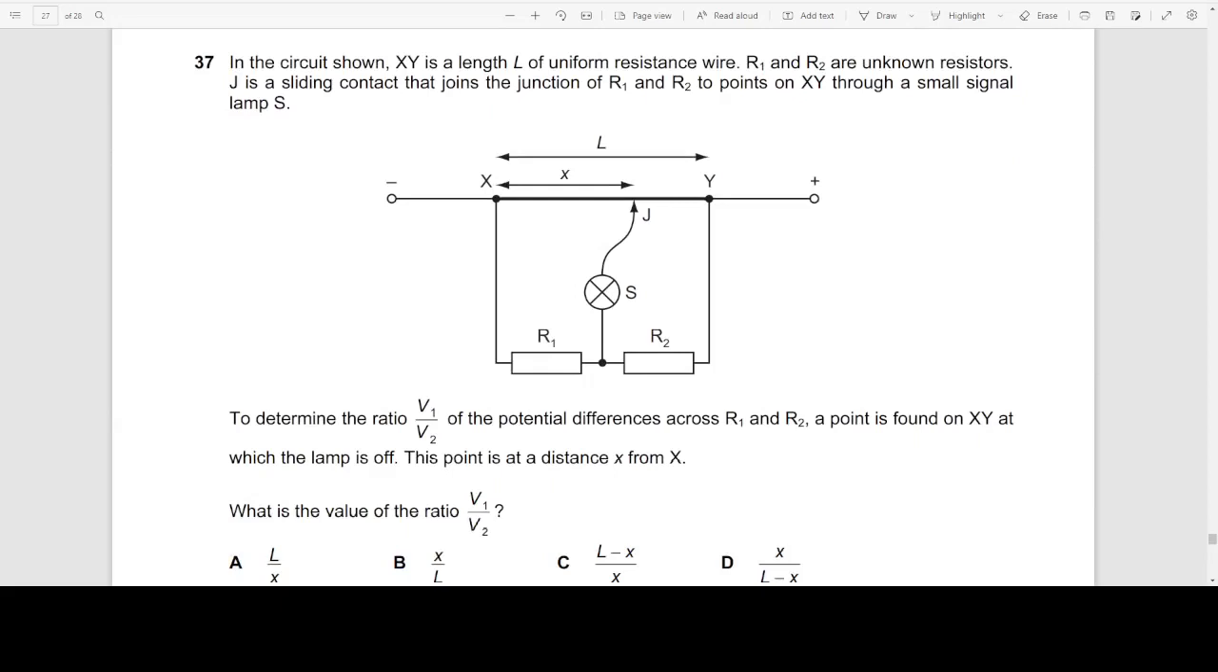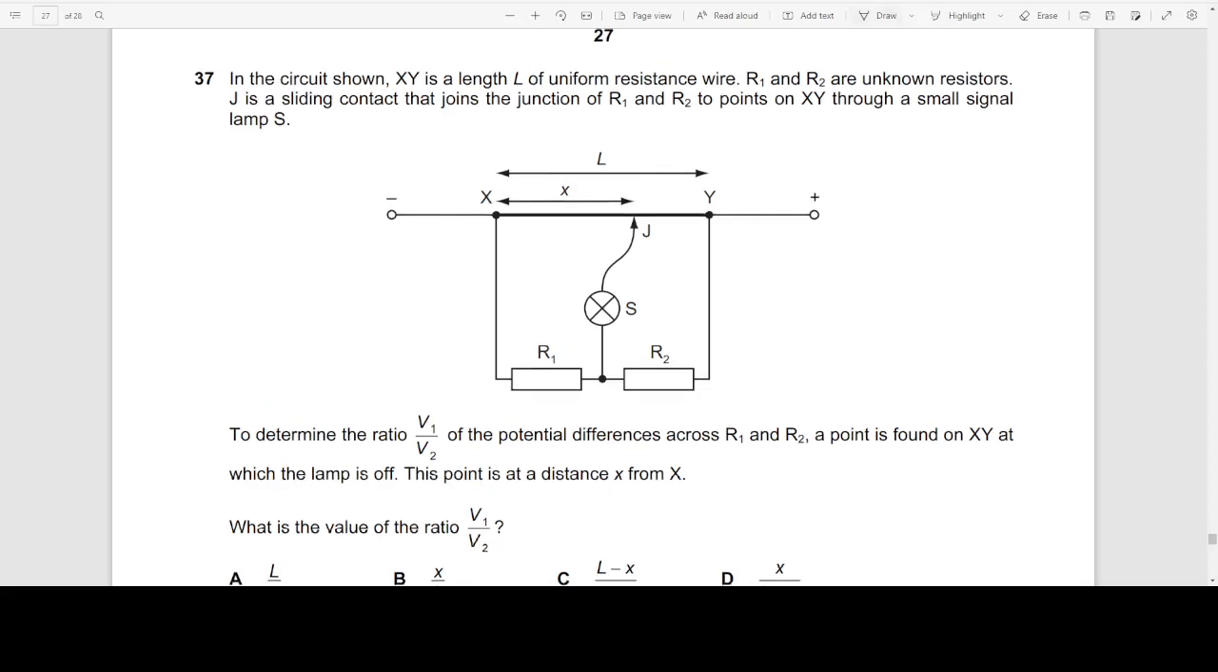In the circuit shown, XY is a wire of length L and uniform resistance with R1, R2, and R1 resistors. J is a sliding contact that joins the junctions. Determine the ratio V1 to V2, the voltages across resistors R1 and R2. A point is found on XY at which the lamp is off, at a distance of X from X. Alright, so we just have to find this ratio V1 to V2.